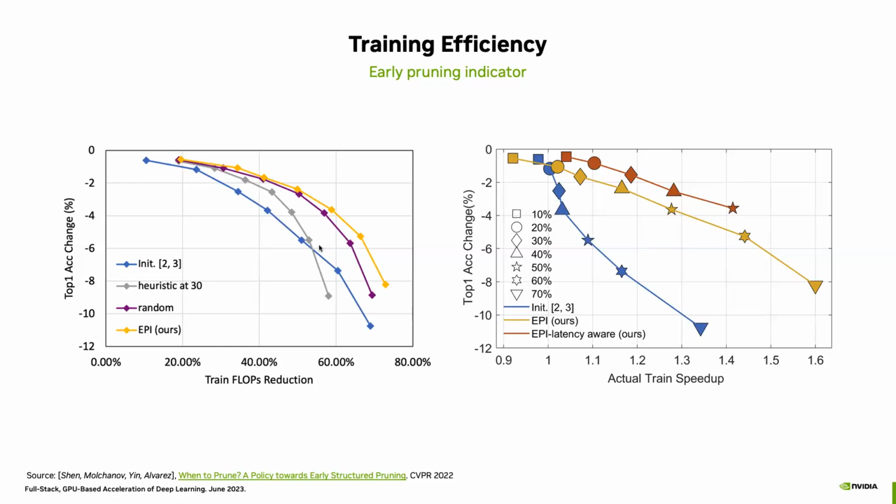So when we apply the indicator to automatically decide when we should perform the pruning, compared to some heuristic settings like pruning at initialization or at some fixed point like epoch 30, the proposed method can give us more training flops reduction and actual training speed up.